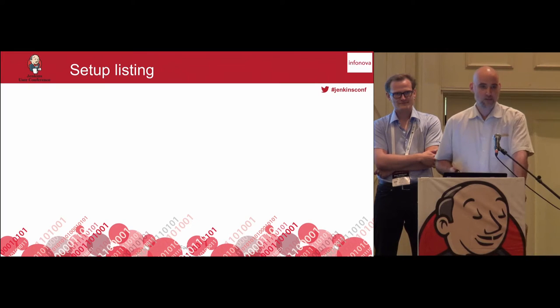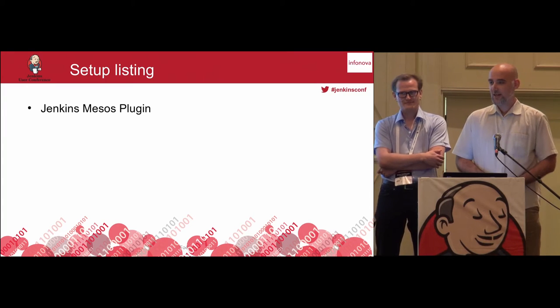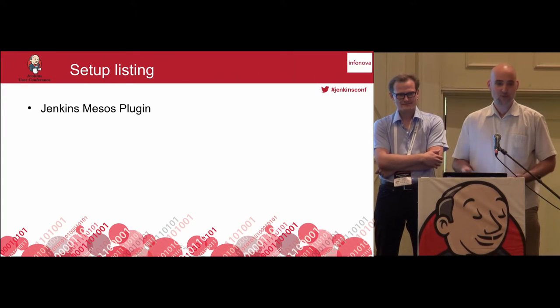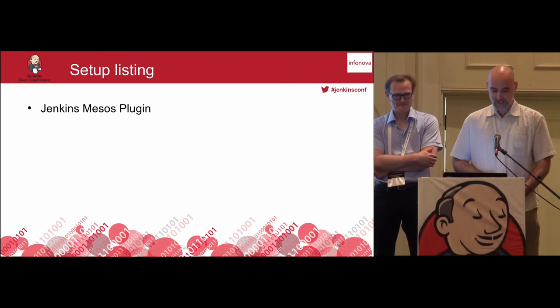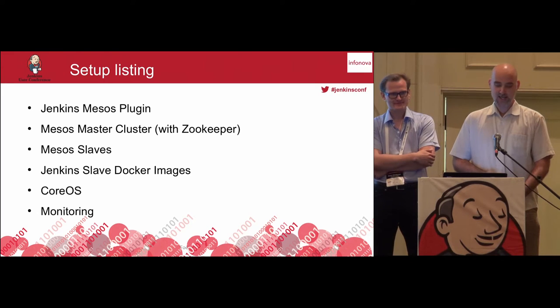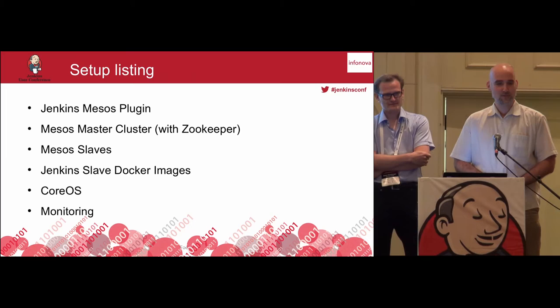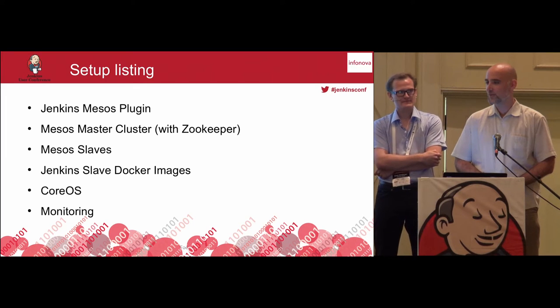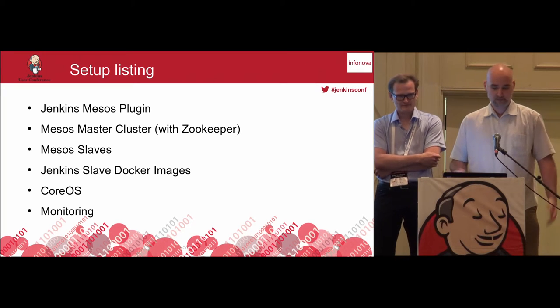What are you going to need to realize a dynamic slave cloud? Well, first of all, the Jenkins Mesos plugin. It's quite obvious, and this is also the easiest part of the installation. You take the HPI, go to your web interface of Jenkins, and there it is. The difficult part would be setting up the Mesos master cluster, which in our case is backed up with Zookeeper. For those of you who don't know Zookeeper, Zookeeper is a tool for managing distributed services.